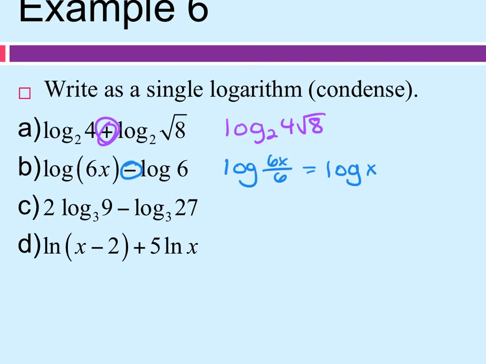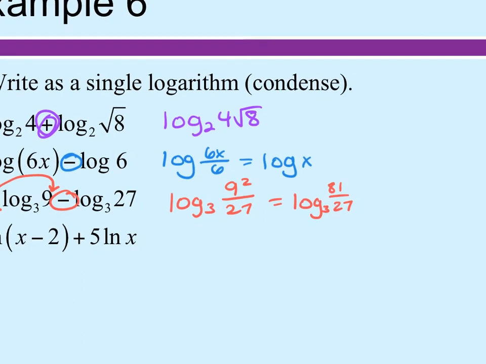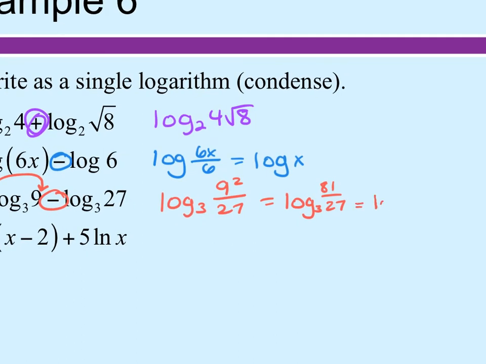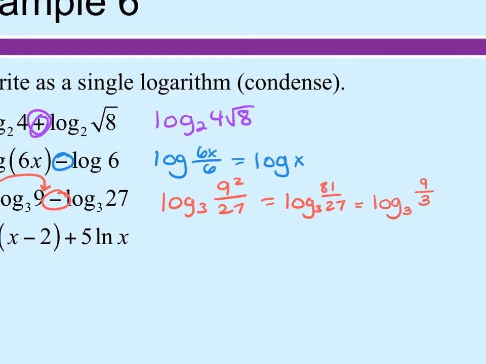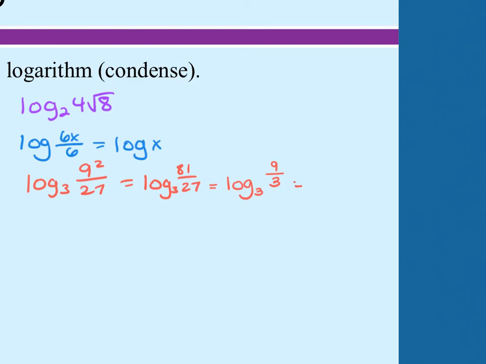C, there's a number being multiplied on the front, that becomes the power here. So I'd get log base 3 of 9 squared, there's a minus, so divided by 27, log base 3 of 81 over 27, which actually can get reduced, log base 3 of 9 over 3, or log base 3 of 3, which becomes 1.